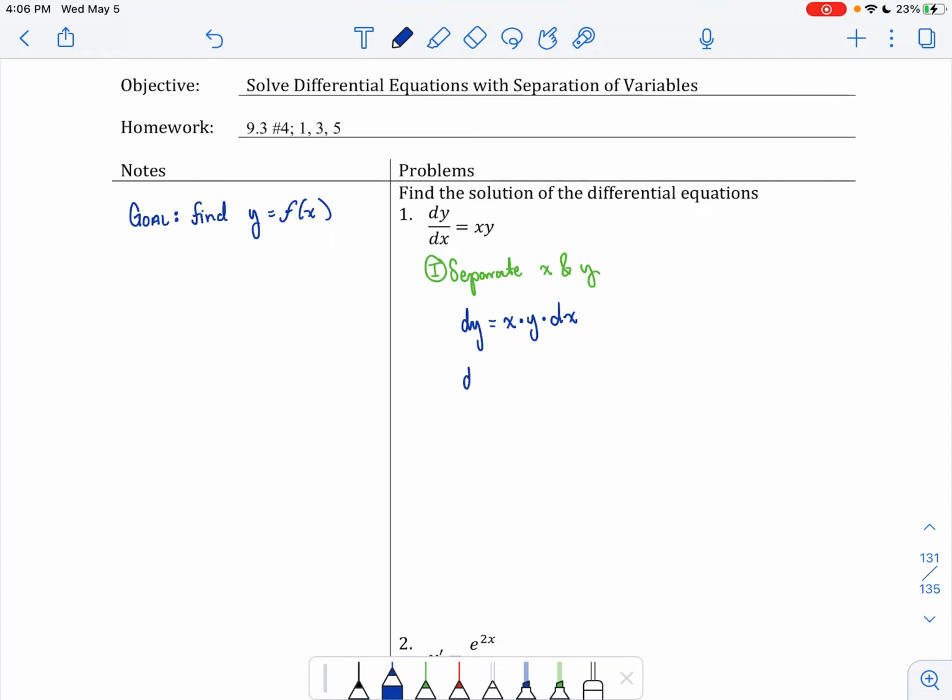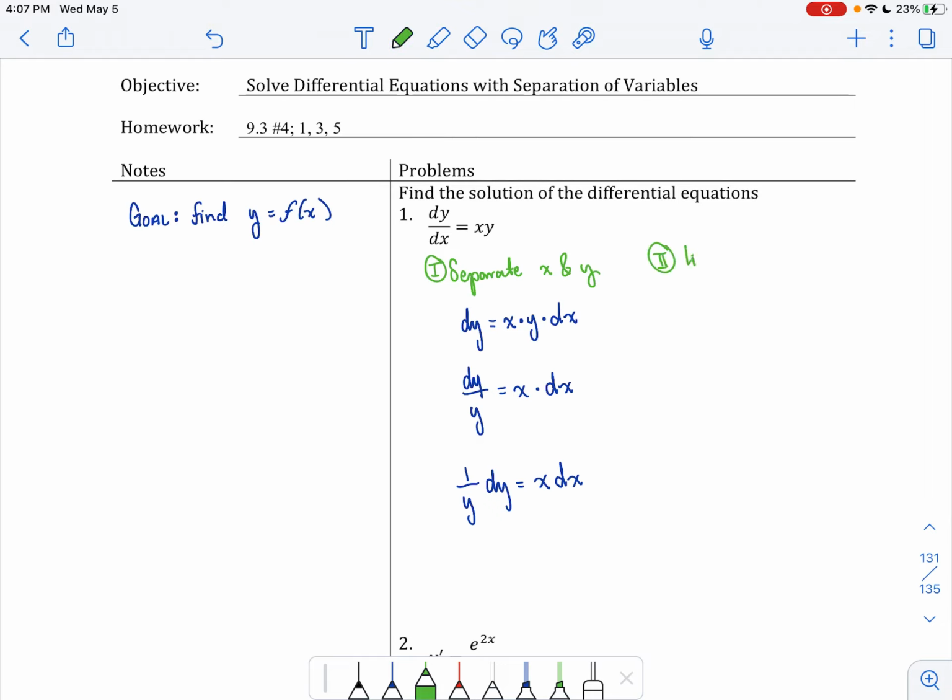So then I have all the y's on this side and all the x's over here. So then I have dy over y is equal to x dx. Now, since we are going to integrate, I'm going to rewrite this side. We've got 1 over y dy is equal to x dx. So now we have the y's on one side and the x's on the other. This is what it means by separation of variables.